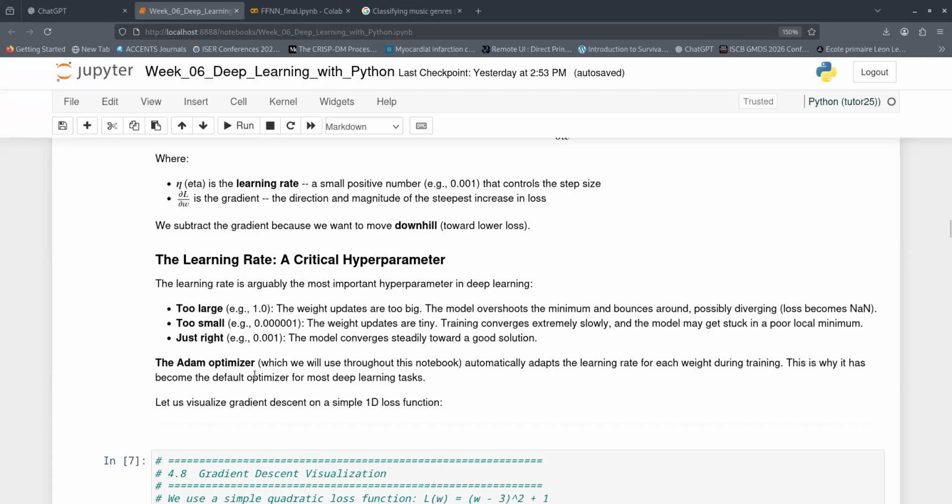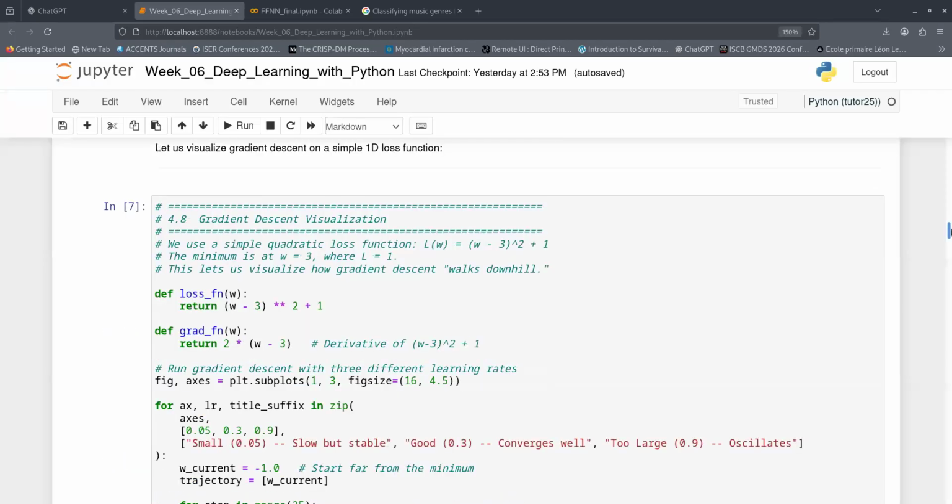We also have a very important notion, the Adam optimizer, which we will use in this notebook. It automatically adapts the learning rate for each weight during training. This is why it has become the default optimizer for most deep learning tasks. There are other optimizers; just Google it and look at optimizers to see what they do. And we can now visualize the gradient descent. Here we just use the formula.